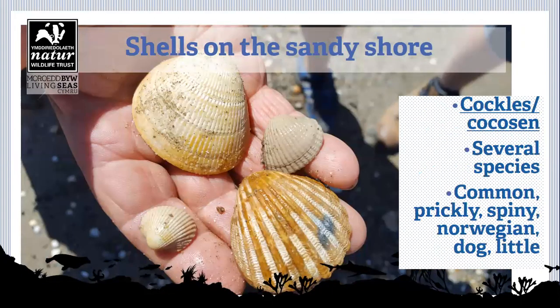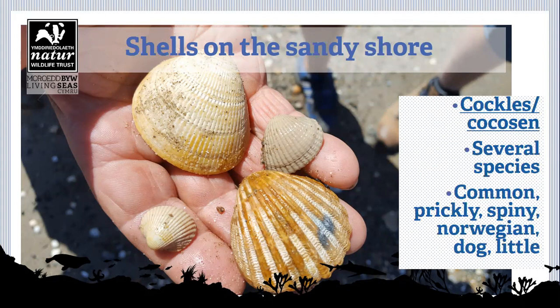So these are cockles. There are several species of cockles, quite a considerable amount. There's the common, prickly, spiny, Norwegian, dog and little cockle at least. The one on the top here is the Norway cockle. They're often quite orangey and have worn ridges. The two at the sides are common cockles, and the bottom one is the prickly cockle.